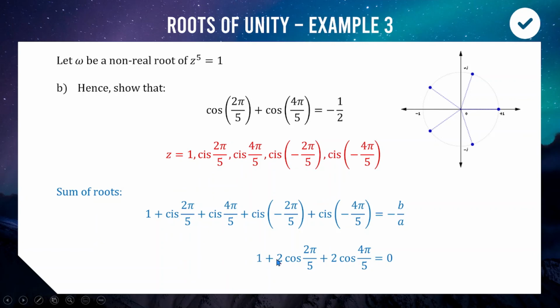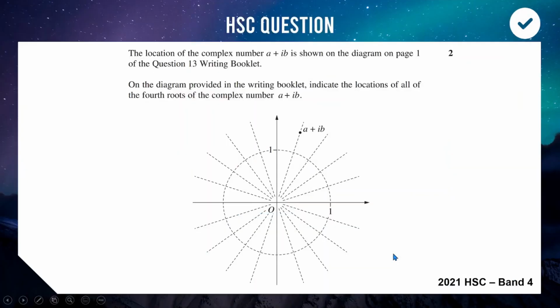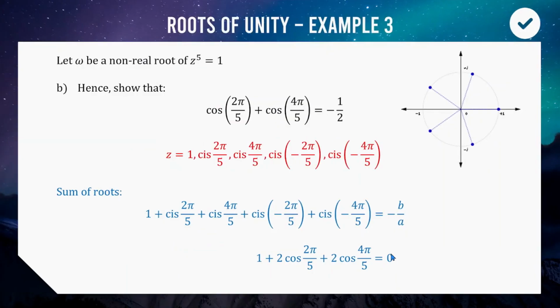Now we're almost there. All we need to do is take the 1 across to the right-hand side to make it minus 1, and then we'll divide by 2 and we'll finish the question. I've run out of space here, sorry guys, but the 1 goes across to become minus 1. Divide by 2 and you get the result which was required to be shown.